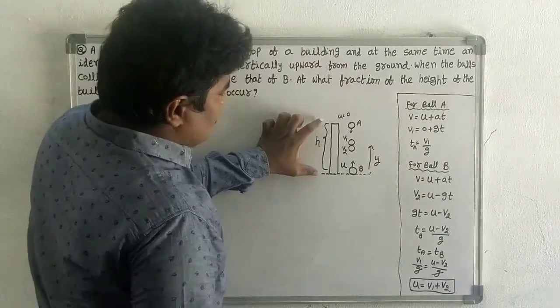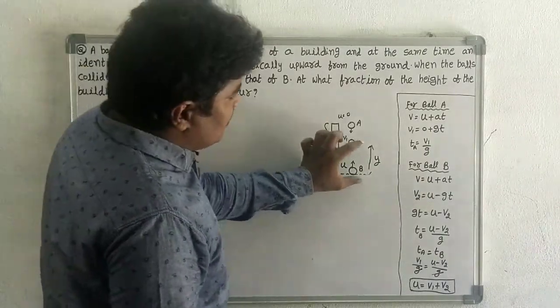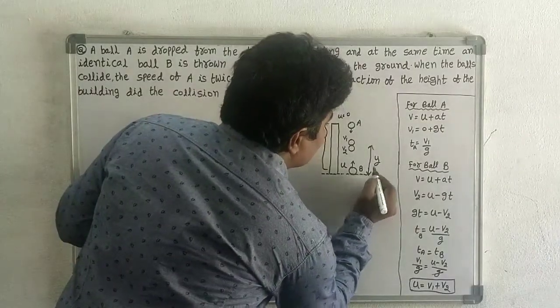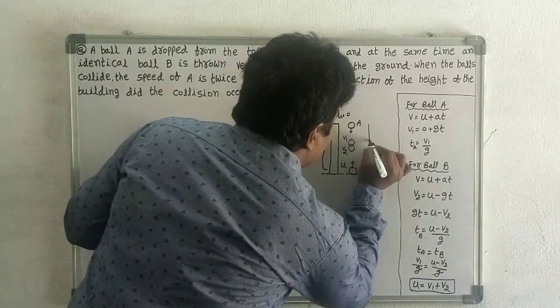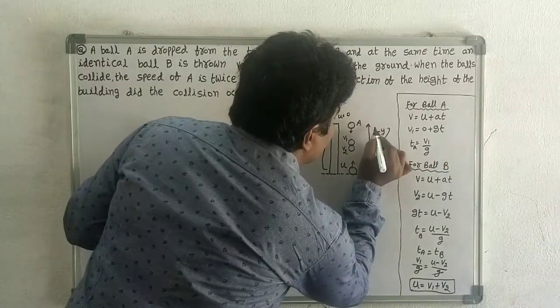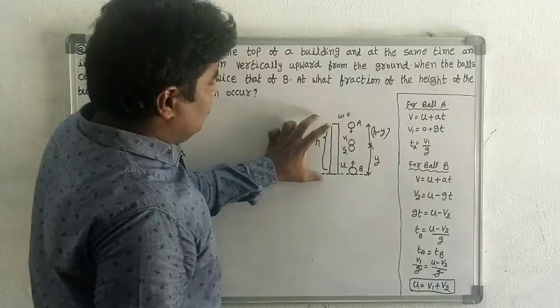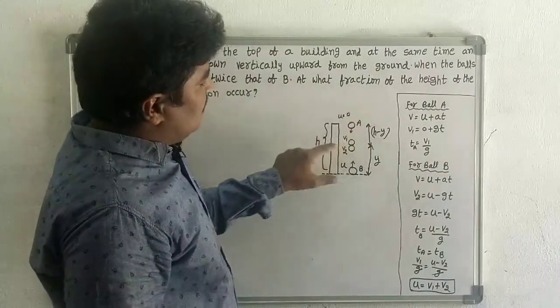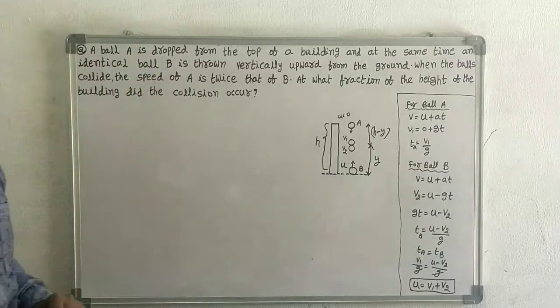This is h, this is y. The remaining distance is h minus y. From the total distance, we subtract y, and we get this distance, that is h minus y.